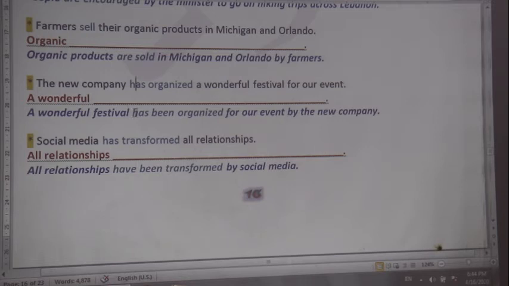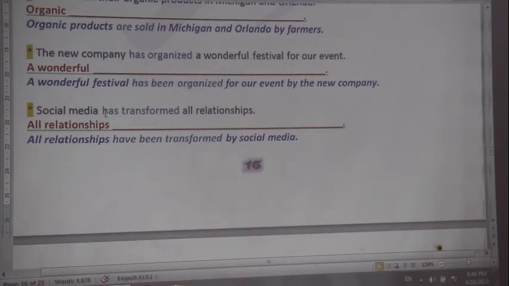Here there is no change. Why didn't I use have? Because it's also a singular noun. So in this case I don't change. So has. But in the above example we need to use subject-verb agreement, namely to use have if the new subject is in the plural form. So a wonderful festival has been organized for our event by the new company.